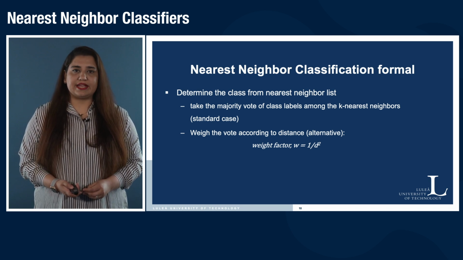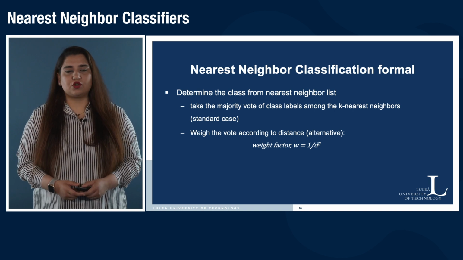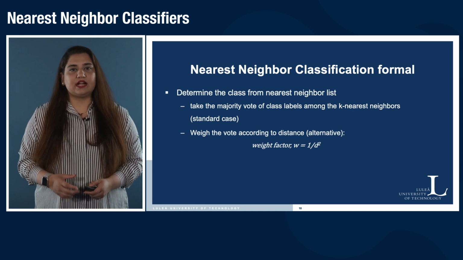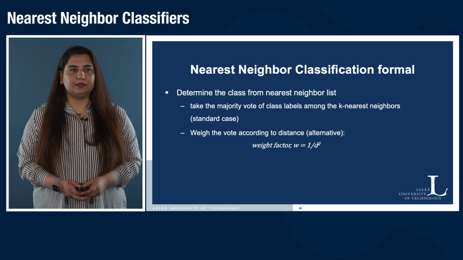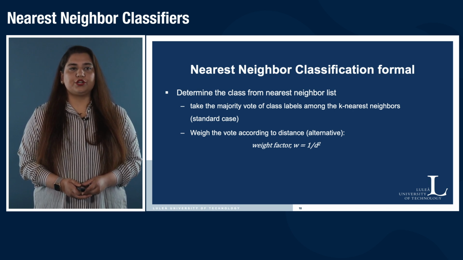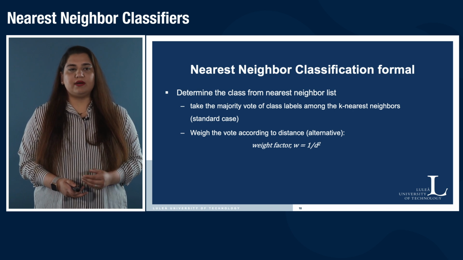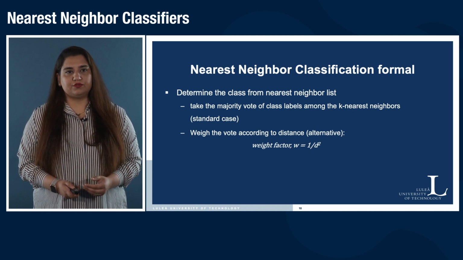That is a standard case. As I said, we choose the feature which has the majority among the data set, and that becomes the class label. That can also be done with a vote weighted according to distance, where the weighting factor is w = 1/d², one over the distance squared.